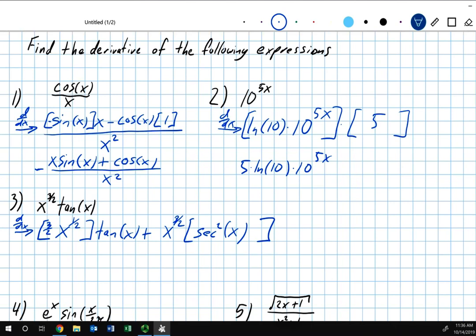Okay, we could clean this up. We could factor something out if we wanted to. If I want to be really, really silly about this, I don't think this is that much better, but sure, why not? Let's go ahead. We can pull out an x to the 1 half.